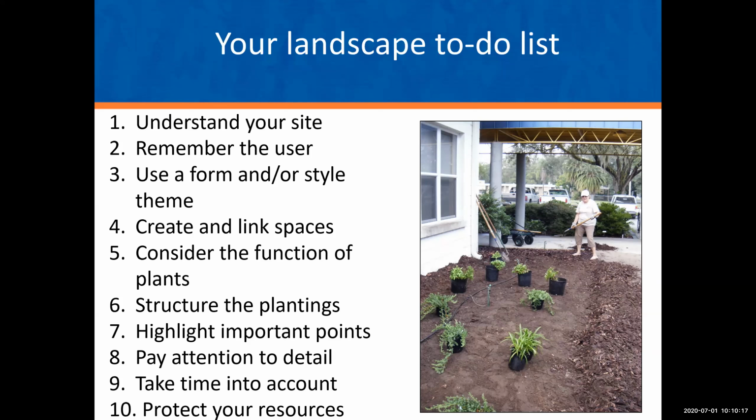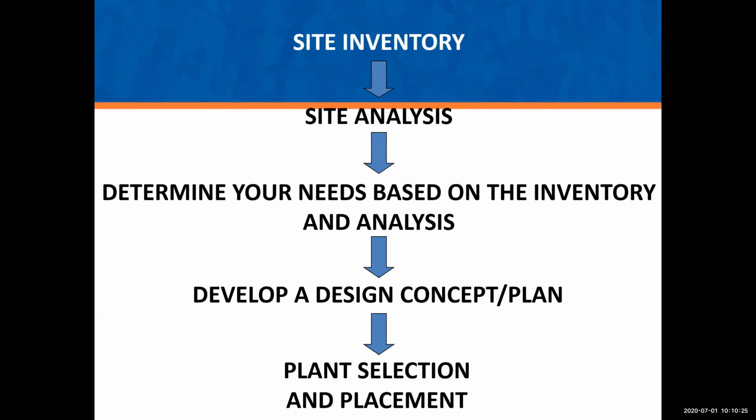And then we also want to think about our natural resources and how we can protect those by using sustainable design practices. So this is our little outline of how we're going to create a landscape plan. And you can see here today we're going to talk about site inventory. That's the first thing that we'll do. And then we'll move into a site analysis, which we'll also talk about today. And after that, we'll be able to figure out our needs based on that.